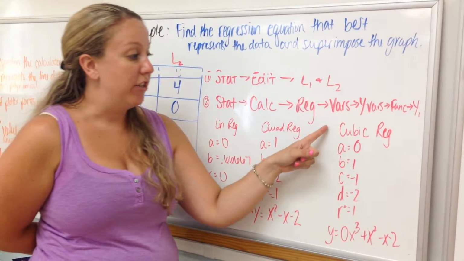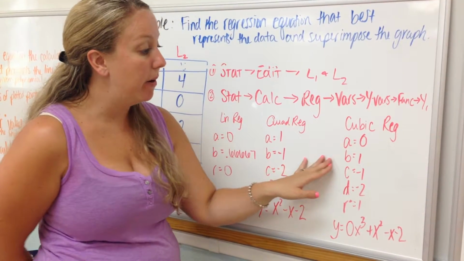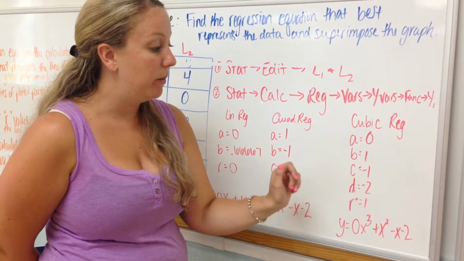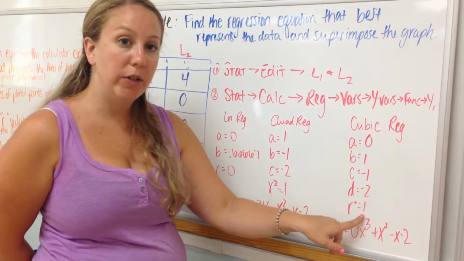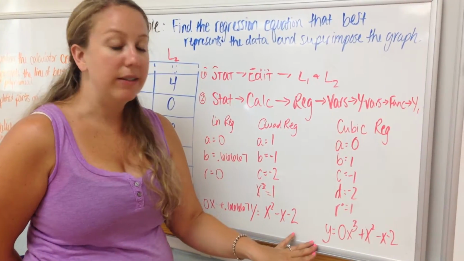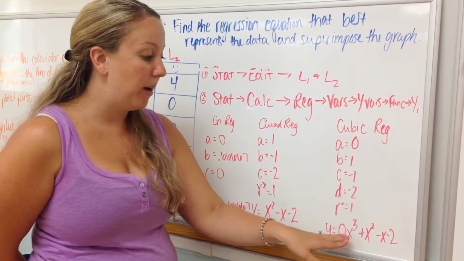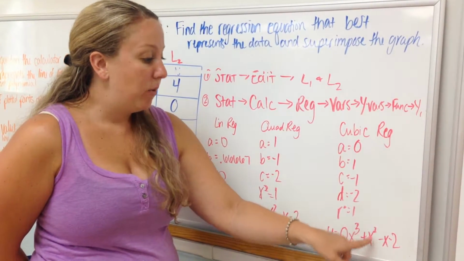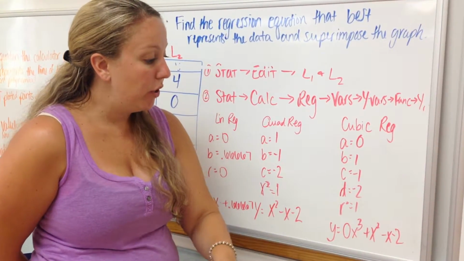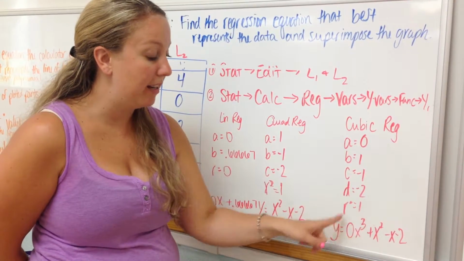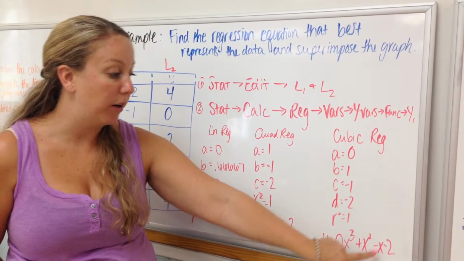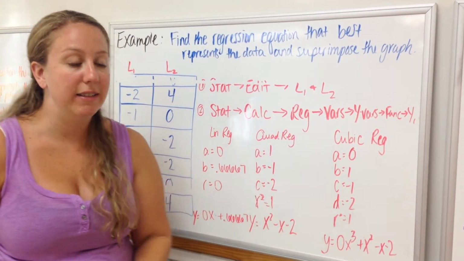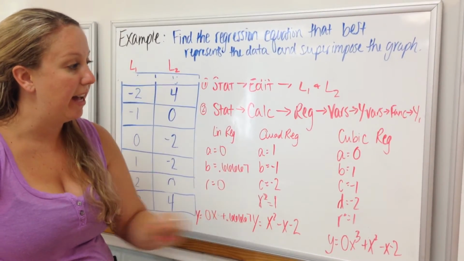For cubic regression, you would get a equals 0, b equals 1, c equals -1, d equals -2, and your r squared value would also be 1, but when you went to go write this as an equation, you would get y equals 0x cubed plus x squared minus x minus 2, and because this is 0x cubed, it really is a quadratic equation because your first term, that's a real term, is this x squared, so it's the same thing as over here.